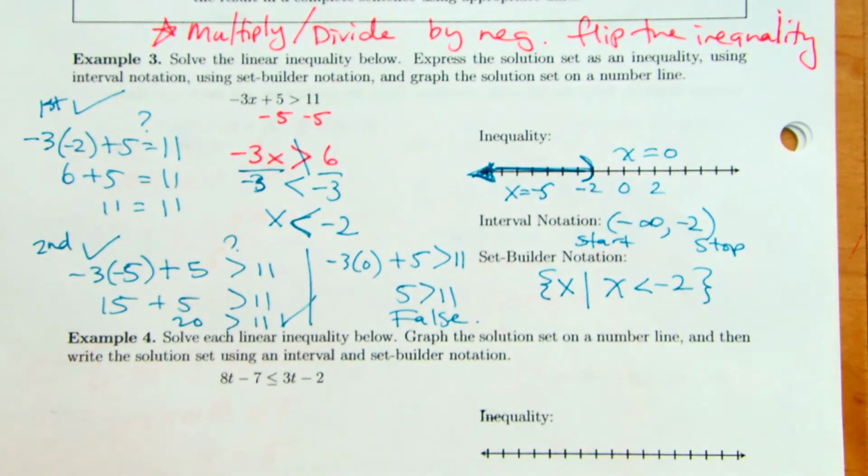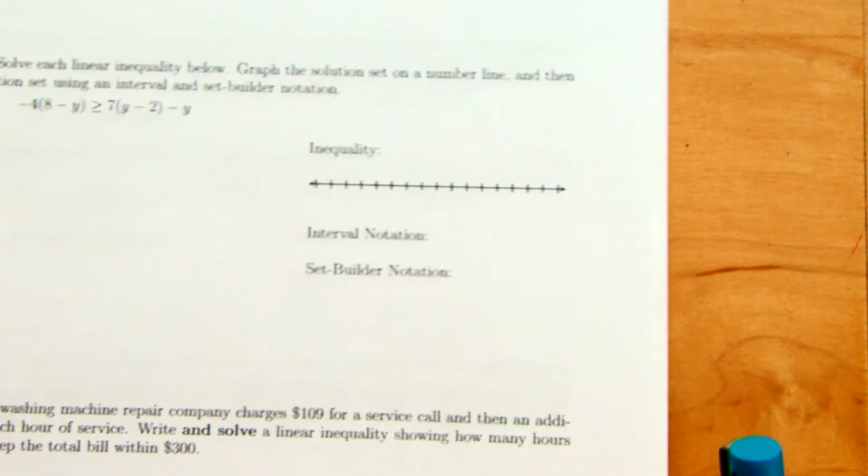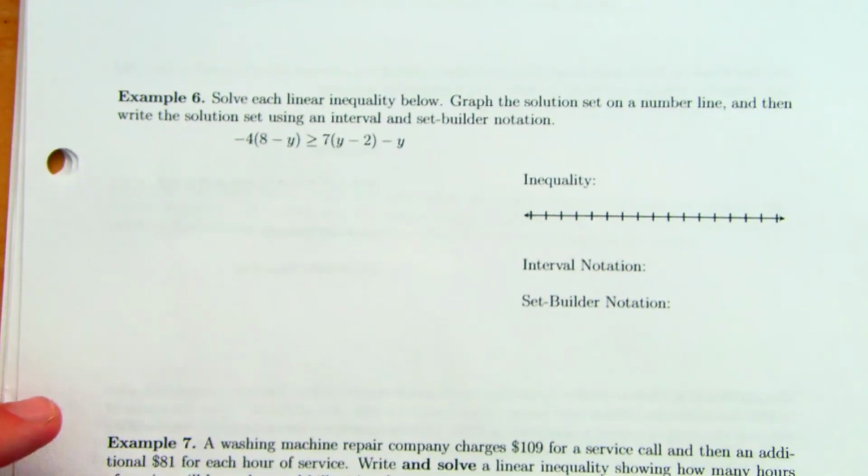Now, I can look through the packet and find another one that's more challenging. Is there another one that you would like me to do as a demonstration? What about number 6? Number 6 looks challenging, right? Okay, let's try this one together.